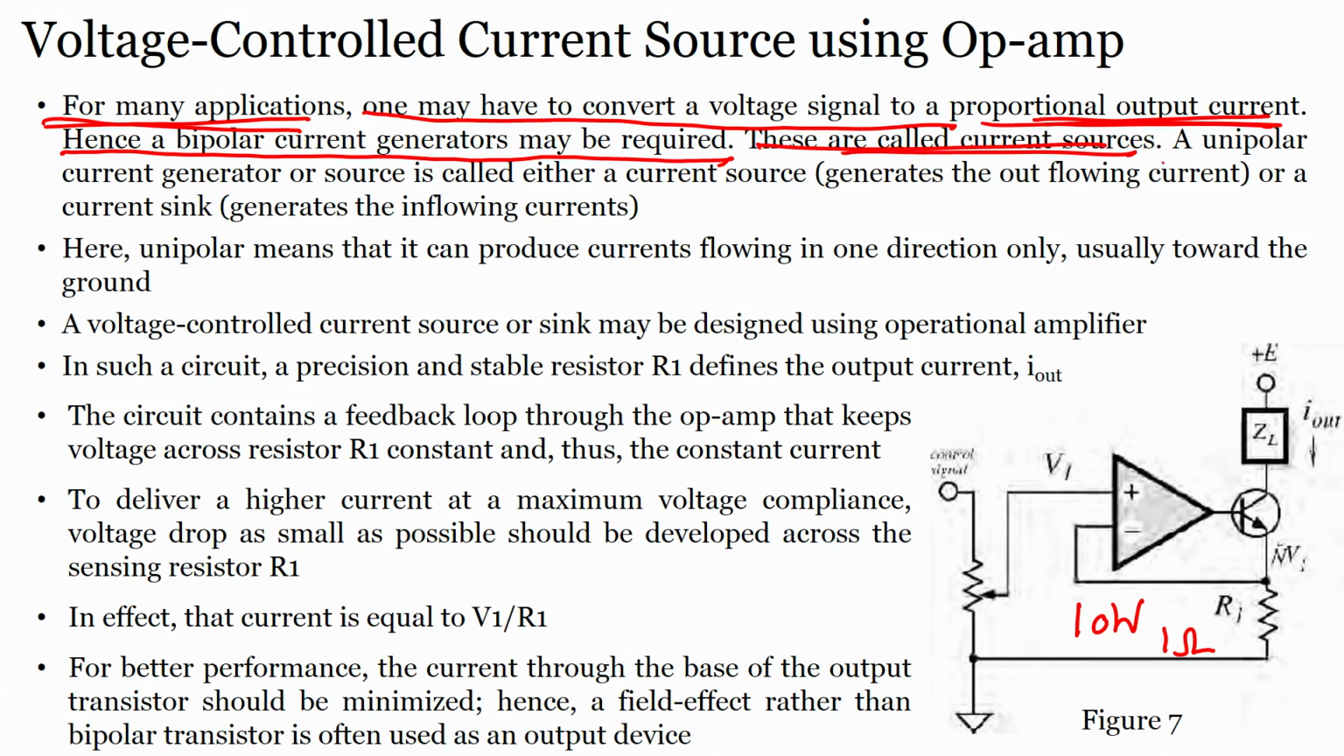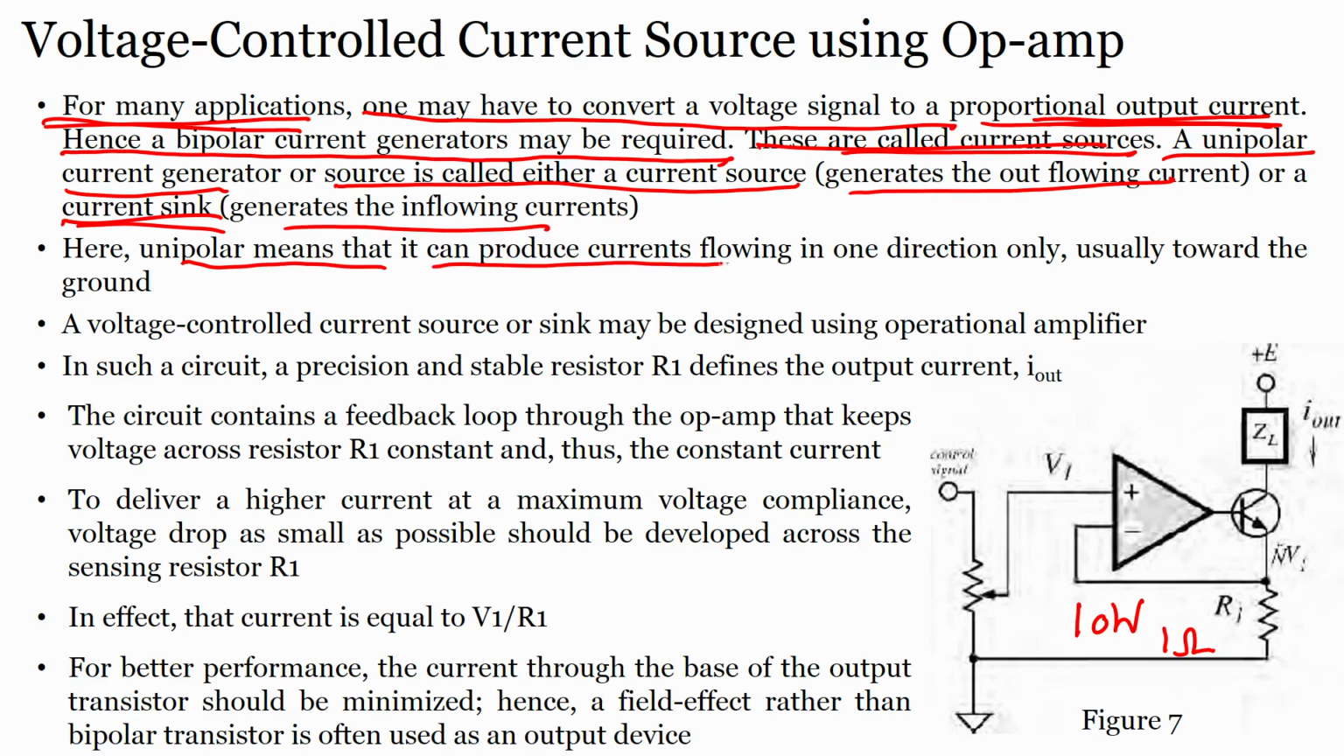A unipolar current generator or source is either a current source or a current sink. It can either source the current or sink the current. If it is a current source, it generates the outflowing current. If it sinks the current, it generates the inflowing current. Here unipolar means that it can produce currents flowing in one direction only, usually towards the ground. If you look at this particular circuit, there will be some voltage over here which can be generated using a potentiometer.